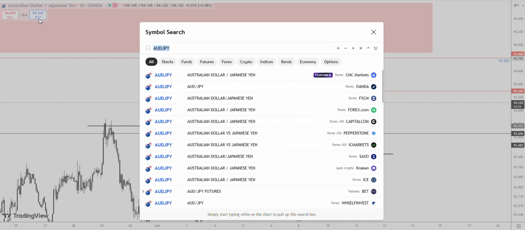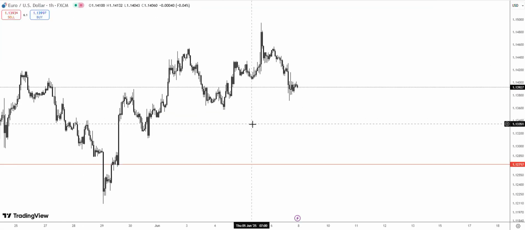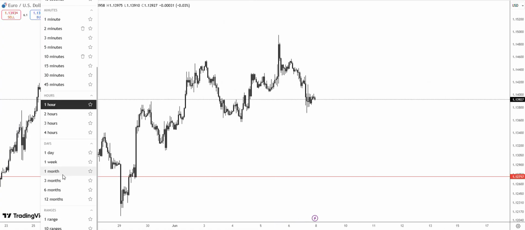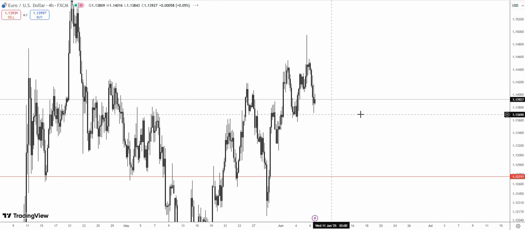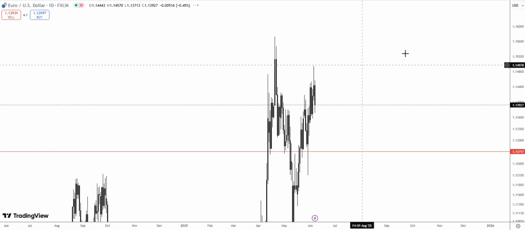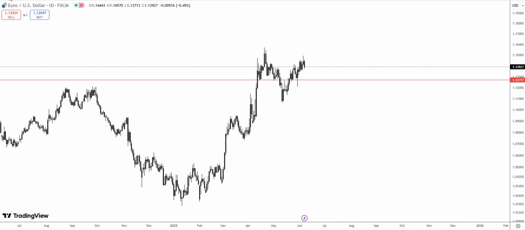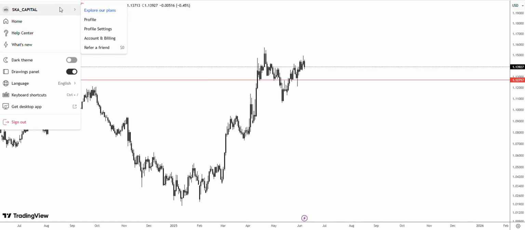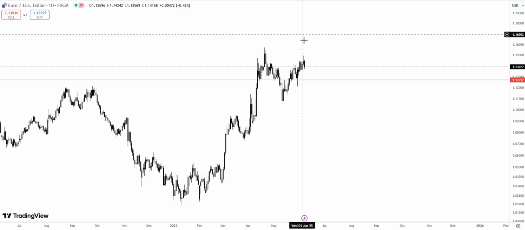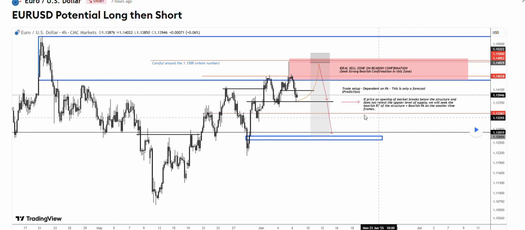Now let's move on to euro dollar. Again, this one's a bit more complicated. We're waiting for multiple criteria. So out of the trades we're discussing now, I do believe the Aussie dollar, Japanese yen, and the NASDAQ are better trade setups at the moment. But if we could find where the analysis is gone, so if we just go back to profile. So as you can see, this is the analysis that we have for euro dollar.